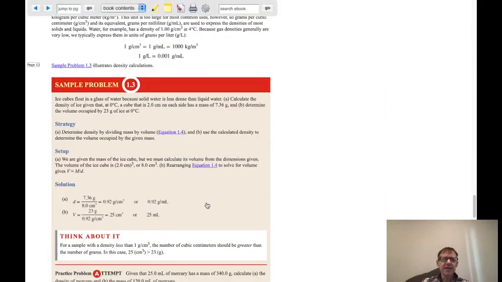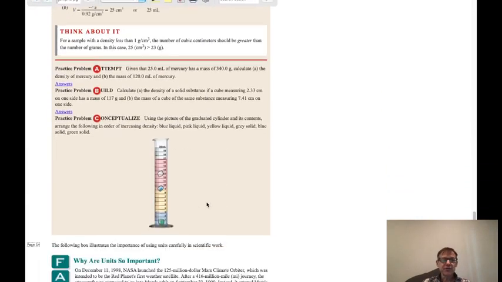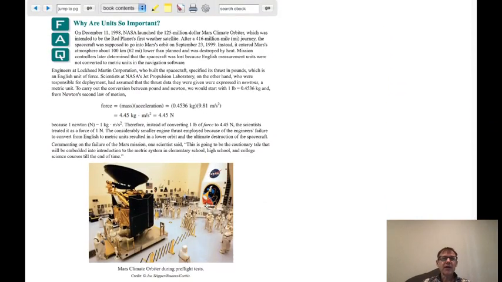Okay. And then, of course, there are sample problems here. Density is something that we need to be familiar with. So here's a little discussion about density. So you want to go through that. And why are units so important? This is an interesting aspect of units.